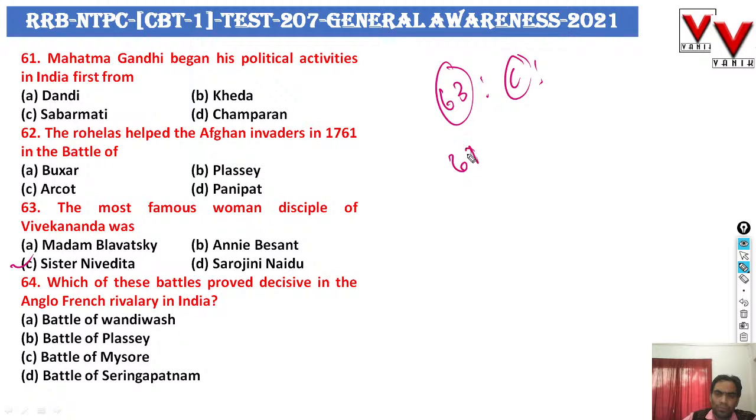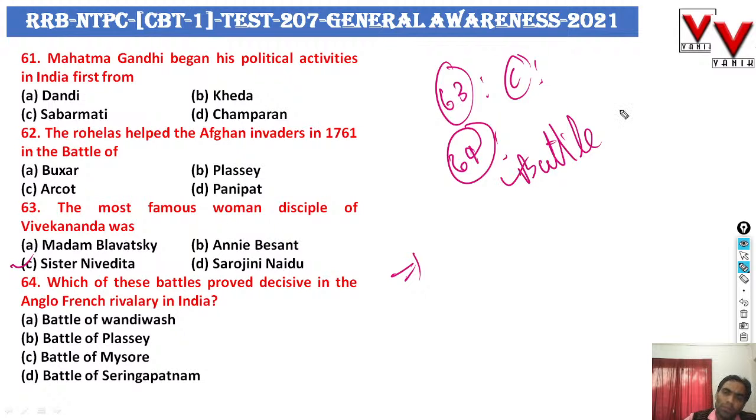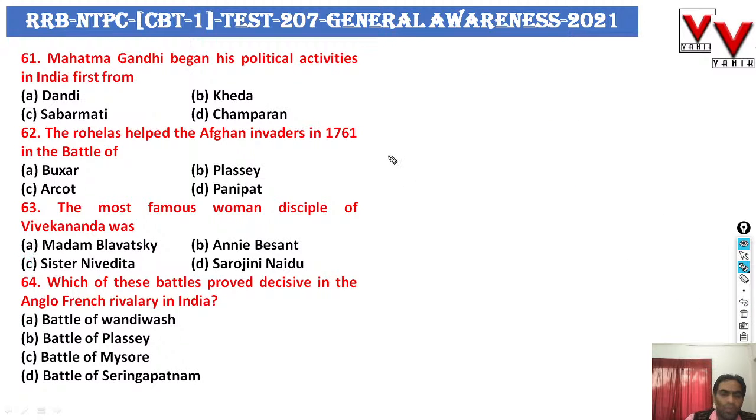Next question is 64th, which asks which of these battles proved decisive in the Anglo-French rivalry in India. That is the Battle of Wandiwash. Through the Battle of Wandiwash, the French lost their territory to the British, the Anglo East India Company. So the Battle of Wandiwash proved decisive in the Anglo-French rivalry in India. The right answer for 64 is A only.